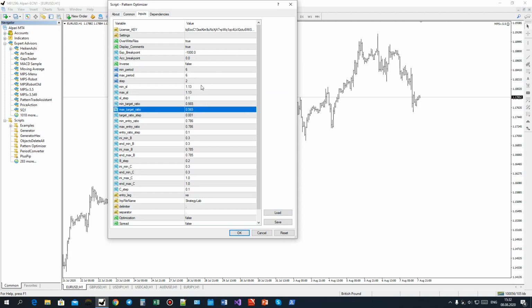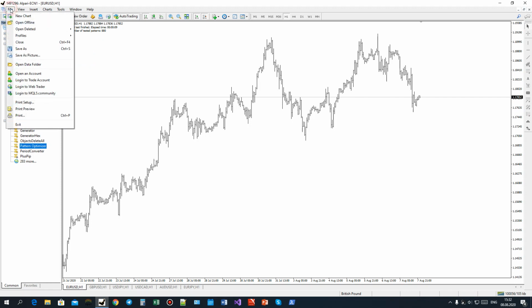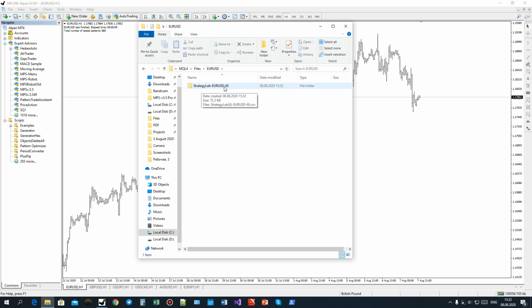So this is the target ratio, this is the stop loss that I demonstrated, the entry, and this is the B point and the C point from 0.3 to 1. The output file will be called strategy lab. Okay, let's do that. It won't take long. Our first backtest took probably 9 to 10 seconds, and 880 patterns were found in total. Let's go to our files. Let's go to MQL4 files, Eurodollar, and here it is, Strategy Lab 60.